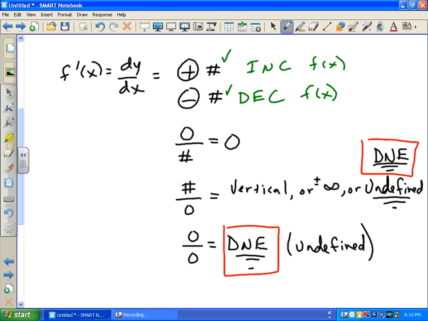If we get 0 divided by a number, 0 divided by a number is simply 0, or a constant function at that point. If at a certain point we get a number divided by 0, we're talking about one of the DNE cases. The function at that point is vertical or has a slope of plus or minus infinity, an undefined slope. Therefore, the derivative is said to be DNE. If we get 0 divided by 0, again, this is an undefined DNE situation at that point.